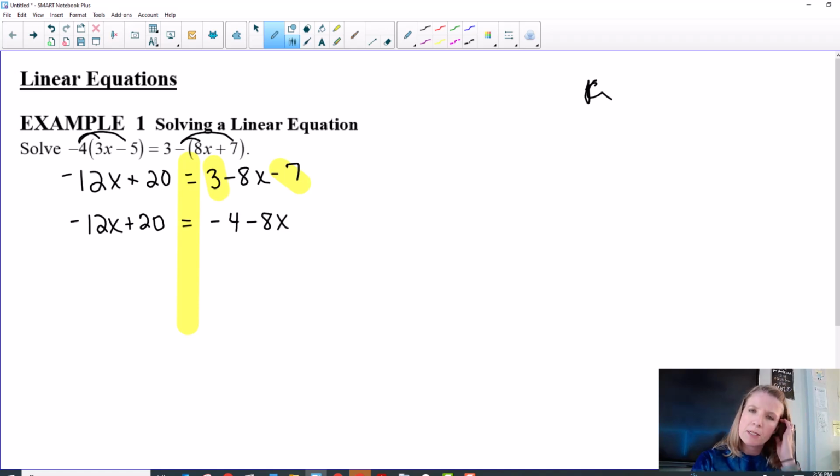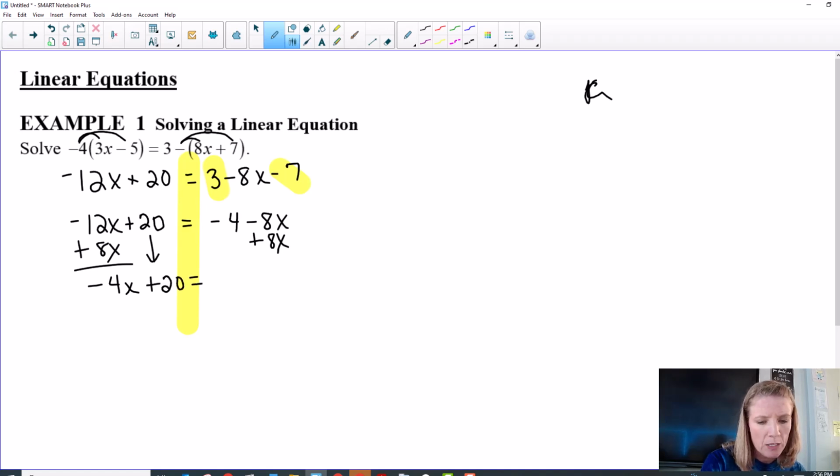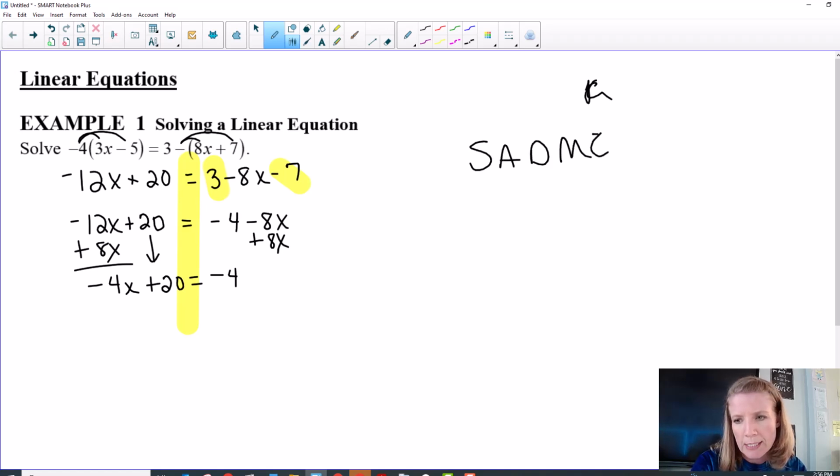The next step is to get all your x's on one side. So I'm going to add my 8x, and you get negative 4x. Bring down the plus 20. Bring down the equal sign. And then negative 4. And then once we get to this point, I do what's called SADMEP.